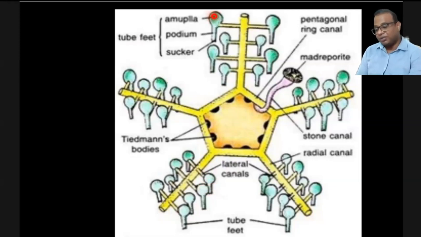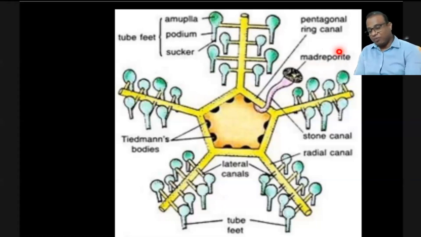So when the ampulla squeezes, the water enters as a jet into the podium and then comes out. That jet of water is what propels the animal in the opposite direction. What is it? Newton's third law of motion: every action has an equal and opposite reaction. So if the water jets downwards, the animal will be pushed upwards. If all the tube feet face this side, then the animal is pushed to the opposite side. That is how tube feet help in locomotion.